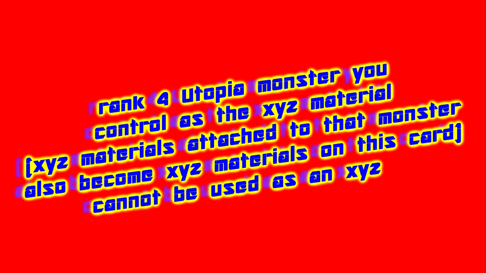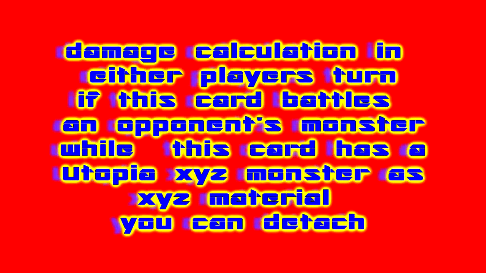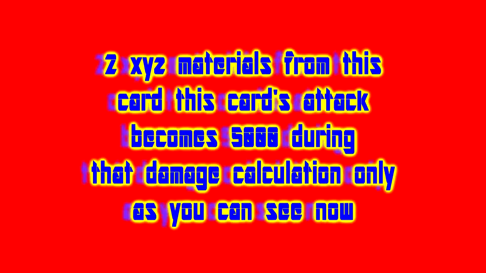XYZ materials attached to that monster also become XYZ materials on this card. Cannot be used as an XYZ material for an XYZ summon. If this card battles, your opponent cannot activate cards or effects until the end of the damage step. Once per chain, during damage calculation, in either player's turn, if this card battles an opponent's monster while this card has a Utopia XYZ monster as XYZ material, you can detach 2 XYZ materials from this card. This card's attack becomes 5000 during that damage calculation only.